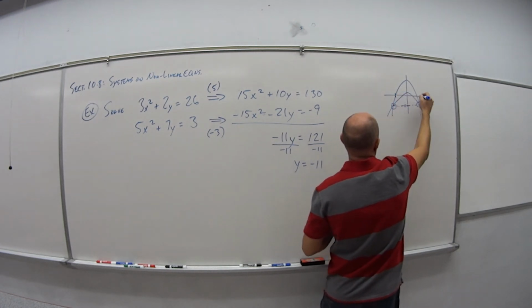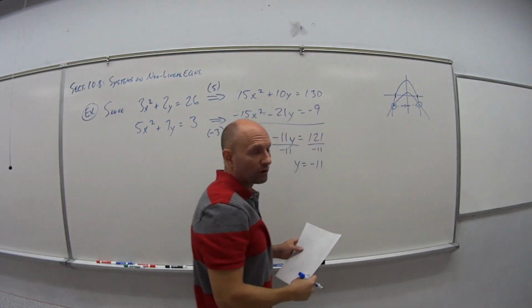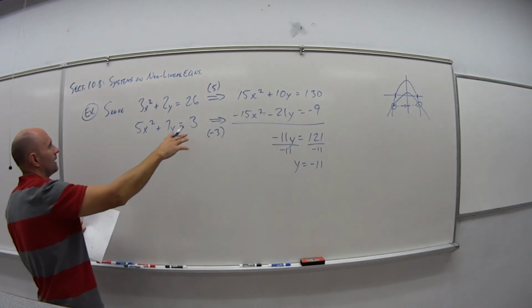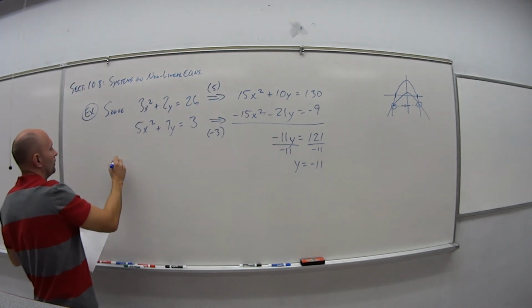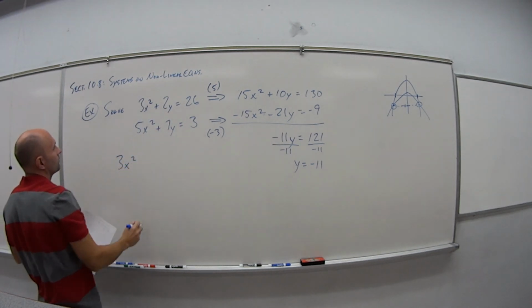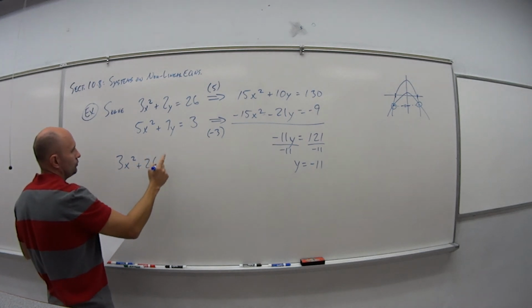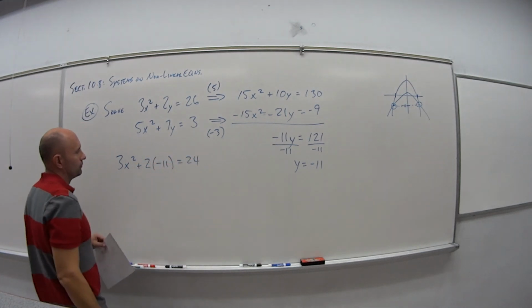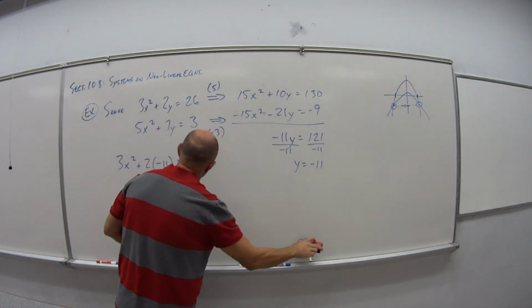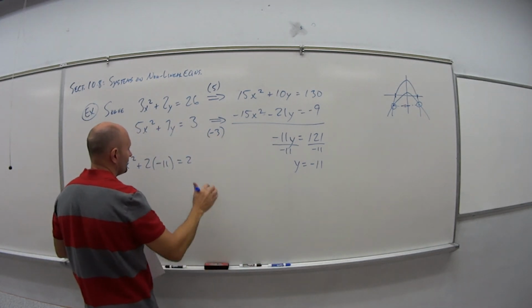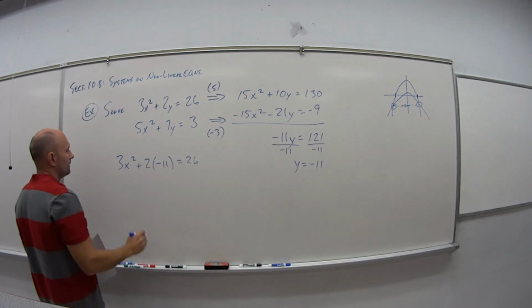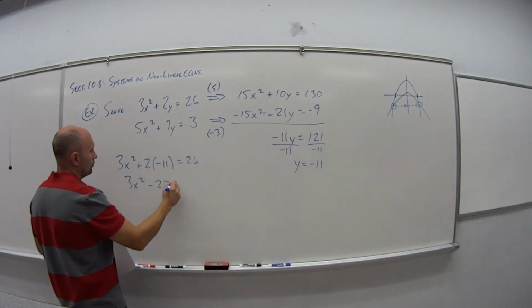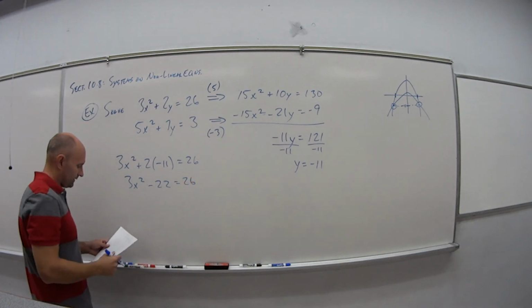But now I need to figure out what the two x values are that correspond to that. So I plug it in. Again, you can plug it into either one. I'll just plug it in the first one. So I get 3x squared plus 2 times y, which is negative 11, is equal to, not 24. Doing some math in my head here already. Sorry, 26. So I get 3x squared minus 22 is equal to 26.